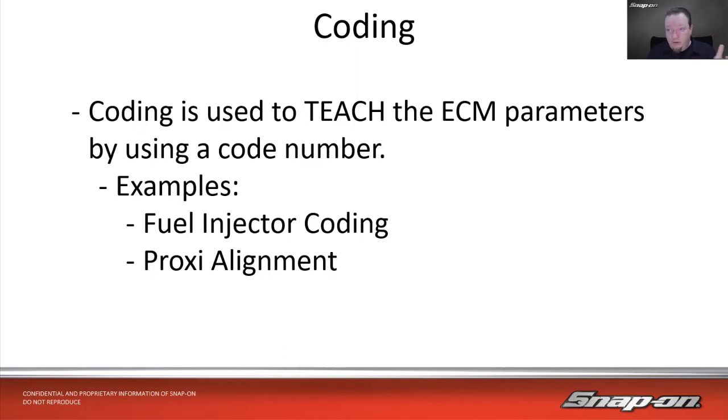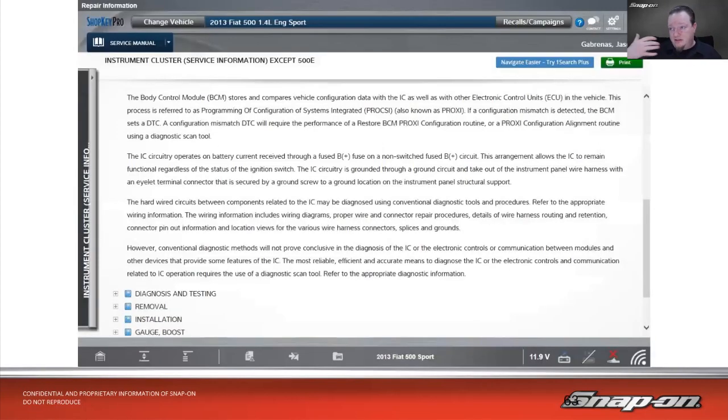Coding is used to teach the ECM parameters by using a code number, hence coding. For example, fuel injector coding. I change the fuel injector, I need to tell the computer the flow rate. It's got a code number, I type that in. Or proxy alignment. This is popular on FCA vehicles. It's something that needs to be done, and that's considered a coding function as well.